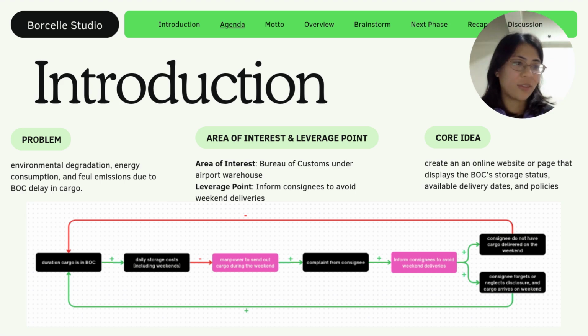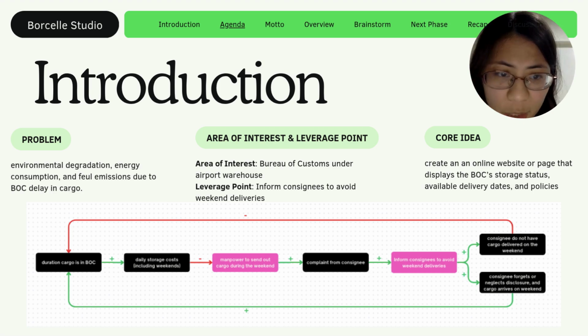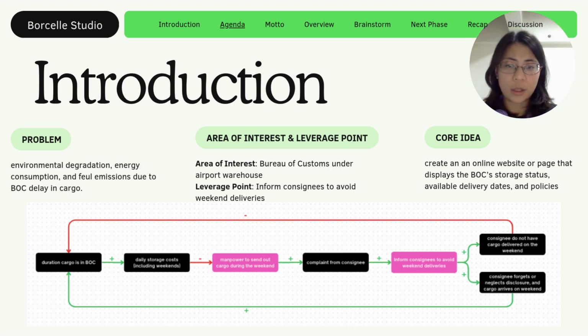Next, we have the area of interest, which is the Bureau of Customs, of course, under the airport warehouse. As you can see in the image below, that is the feedback loop of the area of interest. And the leverage point I'll be focusing on is informing consignees to avoid weekend deliveries. We do this by adding all the information that they need in the website.